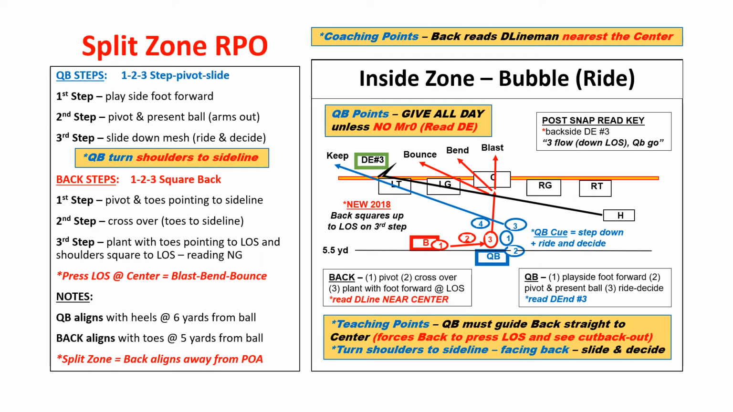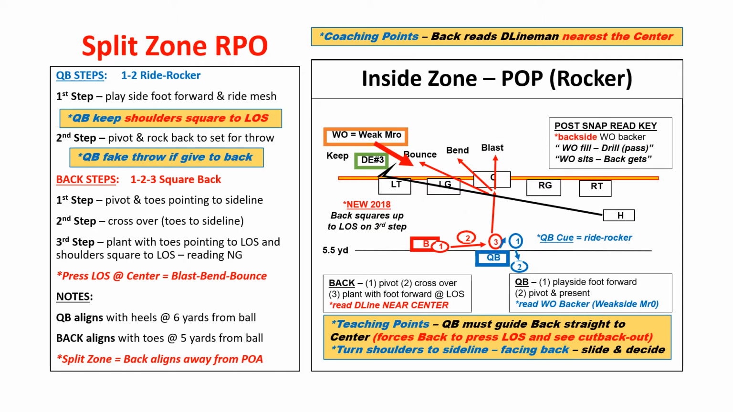All right, real quick here then, these slides just show the steps. So you make sure, again, attention to detail is key here. But this is our inside zone RPO steps, where we're going to go ahead and ride him, pivot and ride and slide down in with the quarterback. When we go to a rocker off of our split zone, where we're going to go second level read, now he's going to go to our rocker technique, where we're just going to rock forward and back, keeping our shoulders square.